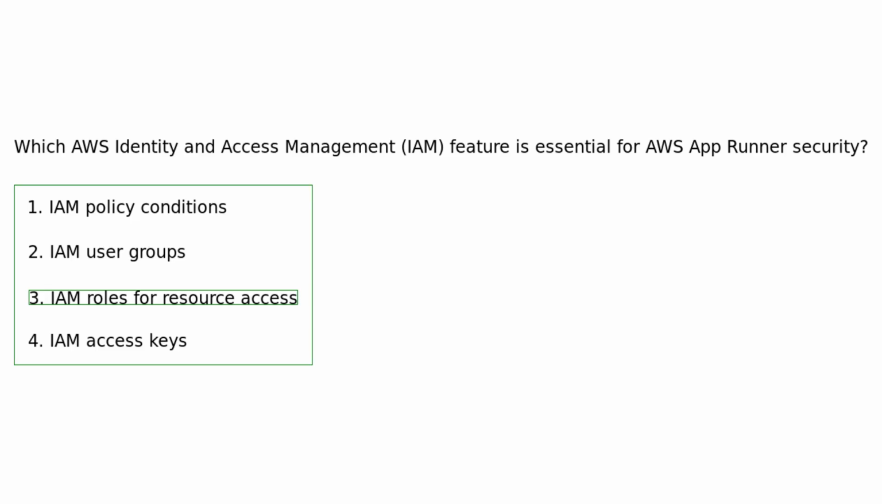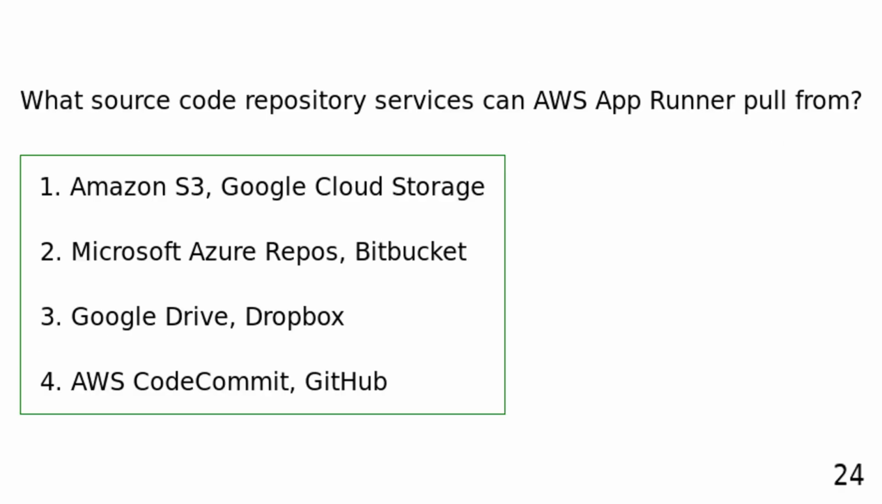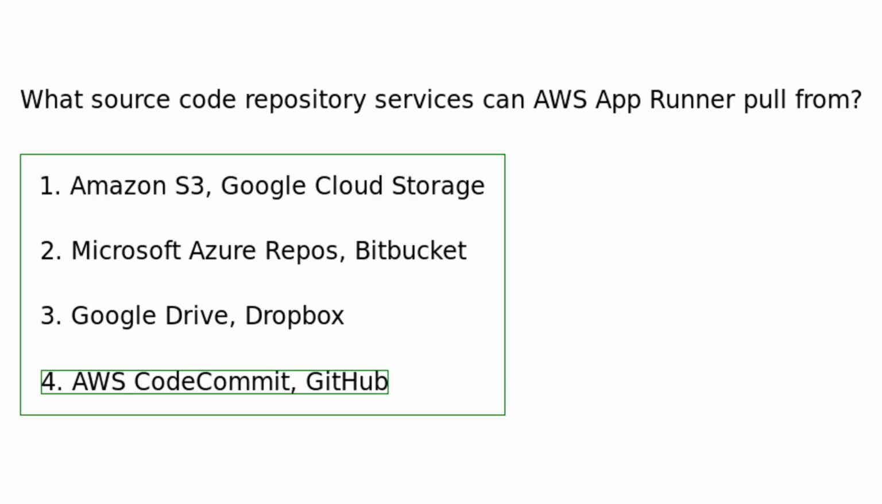What source code repository services can AWS App Runner pull from? Amazon S3, Google Cloud Storage, Microsoft Azure Repos, Bitbucket, Google Drive, Dropbox, AWS Code Commit, GitHub. AWS App Runner supports pulling source code directly from AWS Code Commit and GitHub repositories for application deployment.